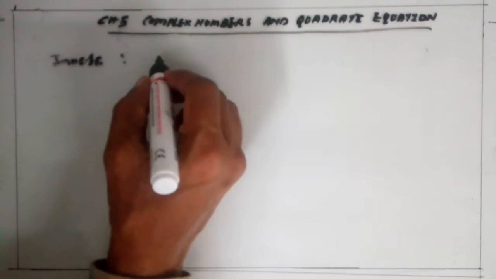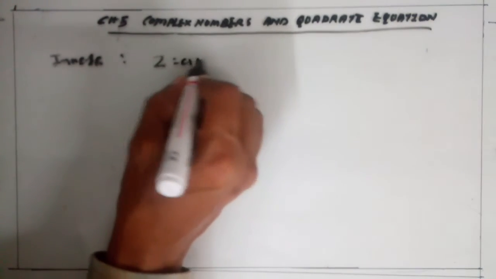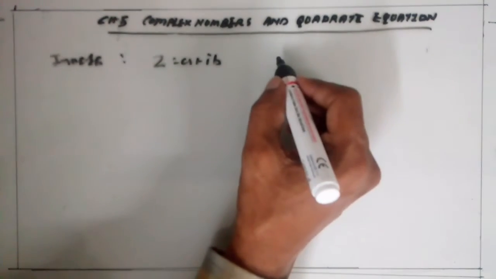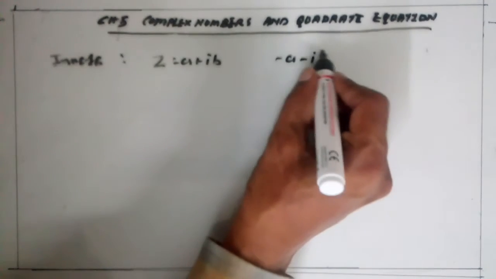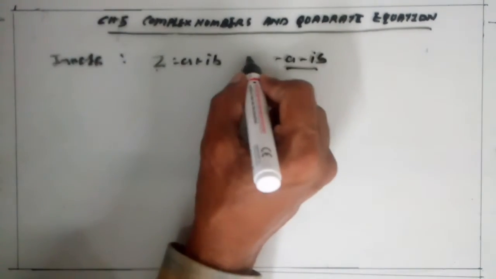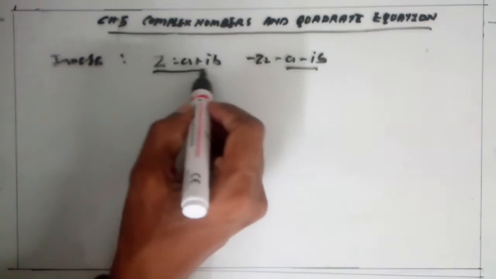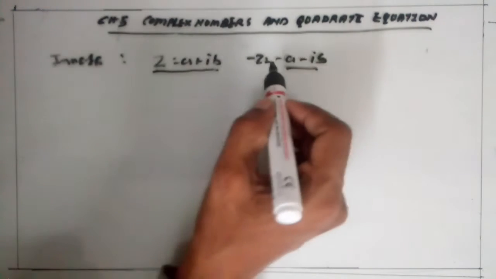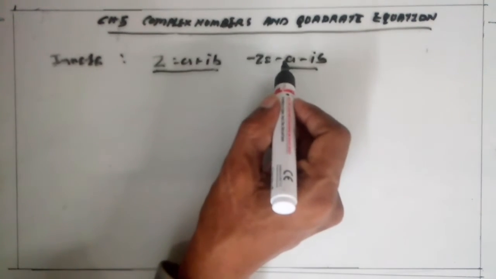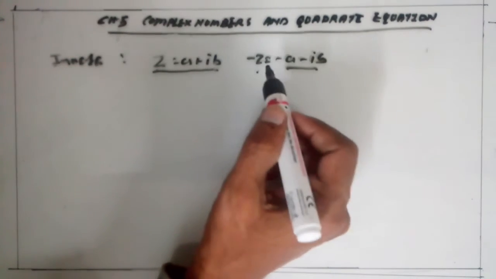Additive inverse. For a complex number z = a + ib, minus a minus ib is called the additive inverse of z and is denoted by -z. Remember this. So for the complex number z = a + ib, -z = -a - ib is called the additive inverse.